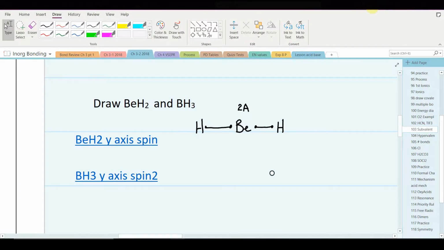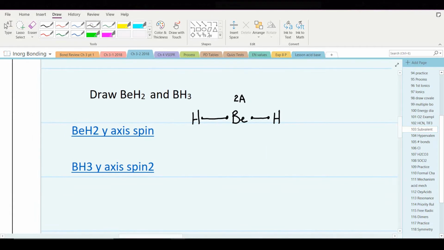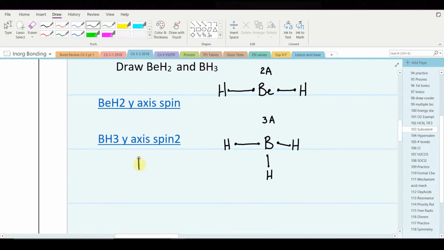How about we draw the structure of borane, BH3? Boron is in group 3A. It has 3 valence electrons. Hydrogen has 1 valence electron. Boron has an electronegativity of 2.0. Hydrogen is 2.1. So this is definitely a non-polar covalent bond. This is a real compound. There's lots of borane made. It's a very toxic compound, but it's certainly real.